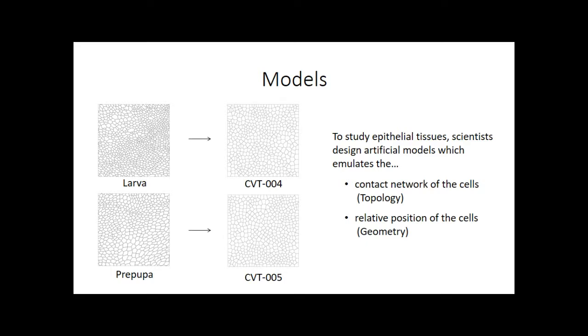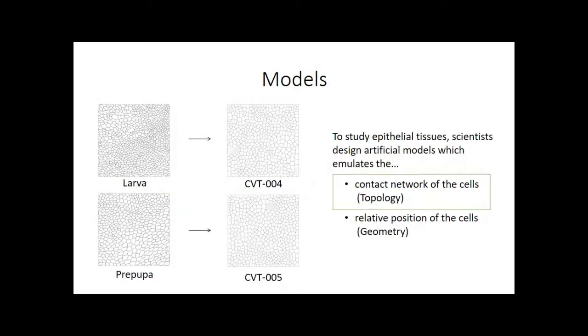So it's interesting to study the geometry of these cells. The way of studying these tissues is to look for models which somehow keep the information you want to summarize. So for example, you can try to imitate the contact network of the cells, which will be a topological property. So you try that the connection of the cells is similar in the model and in the natural tissue. Or you can try to study the relative position of the cells, so how cells are placed in the image. Those are the things you try to imitate with the model.